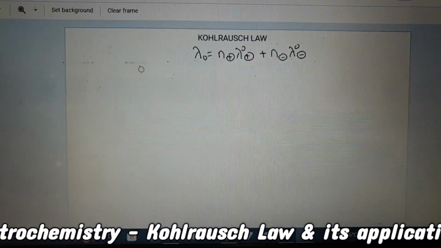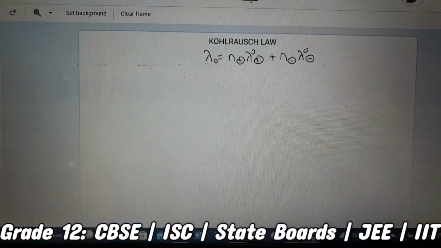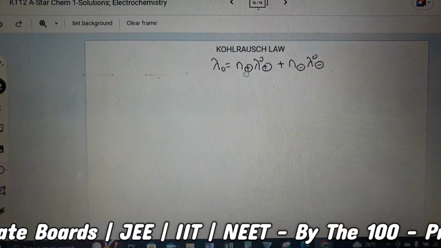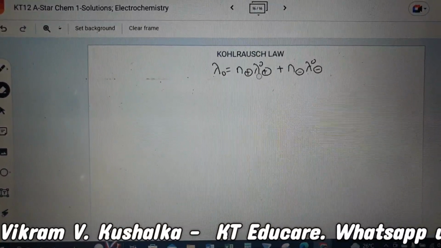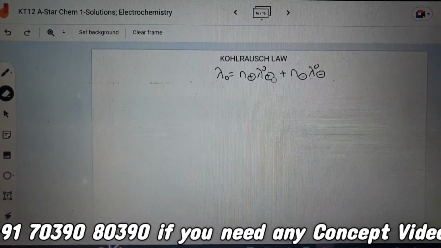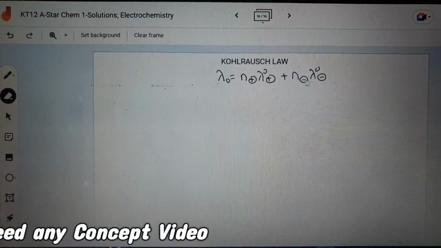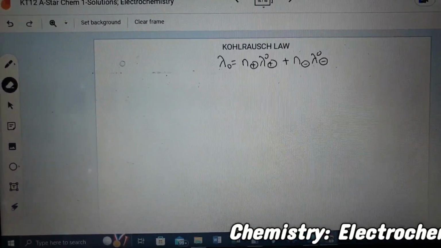So now let us understand Kohlrausch law application. Now you see total molar conductivity. When you need to find out total molar conductivity, how do you find out? You find out the molar conductivities of the respective cations and anions, as both of them act independently. So number of moles of cations into molar conductivity of cations plus number of moles of anions into molar conductivity of anions, that will give you the total molar conductivity.